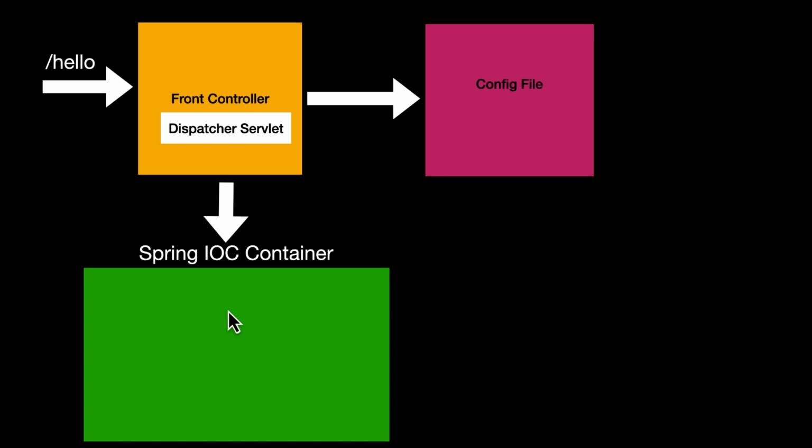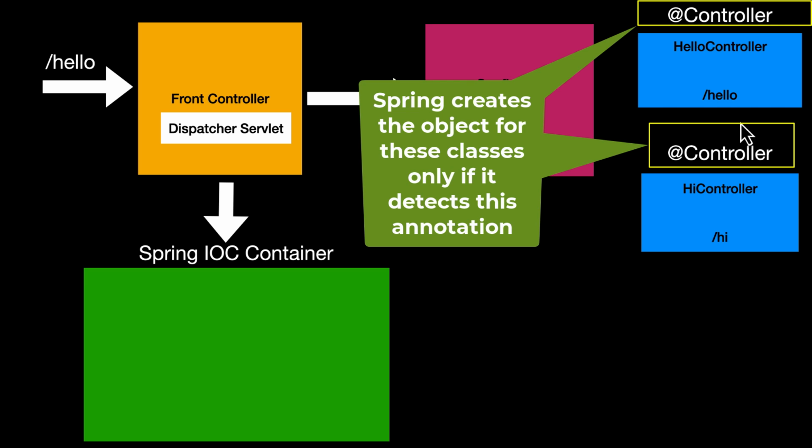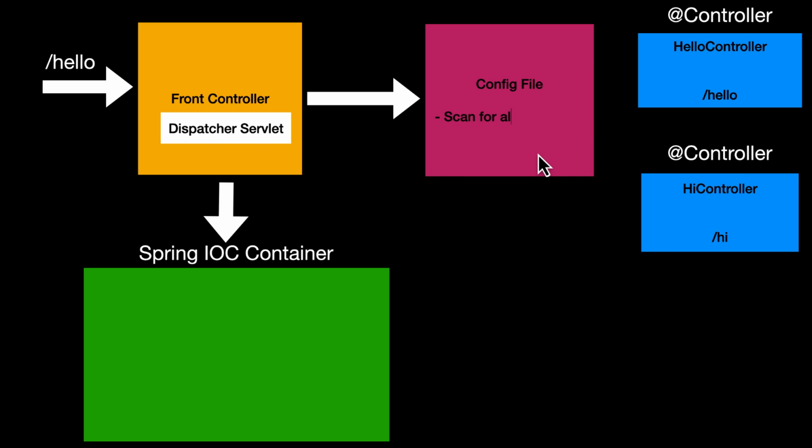Out of this configuration file, the front controller creates this context, the IOC container or application context. The way it does this is the configuration file scans for all the controllers that you have in your application. If you have a couple of controllers called hello controller and hi controller, all these controllers are annotated with a special Spring annotation called @controller. And that is why I'm saying that all these classes are controllers, because they are annotated with @controller. Now the configuration file will have a special command that scans for all the controllers and creates the object for all these controllers and keeps them inside the IOC container.